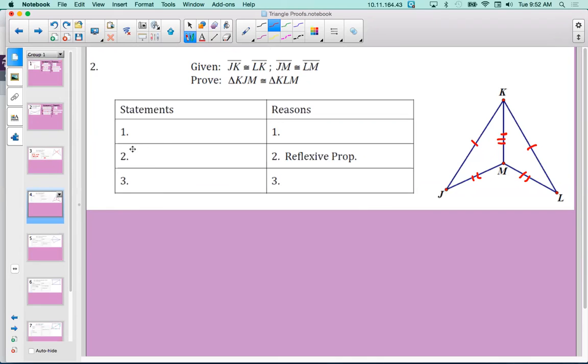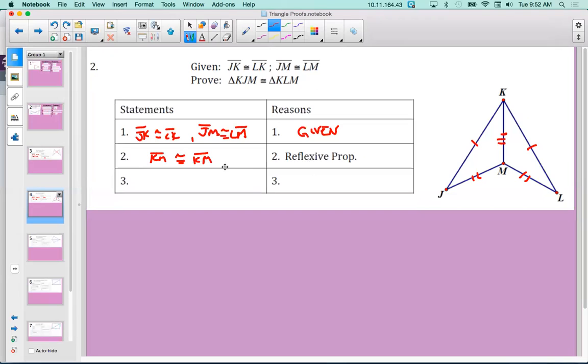All right. Looks like step 1 should be our given step. Let's put our given information in there. JK is congruent to LK. JM is congruent to LM. Given. Reflexive property, I'm talking about the shared side. KM is congruent to itself, KM.